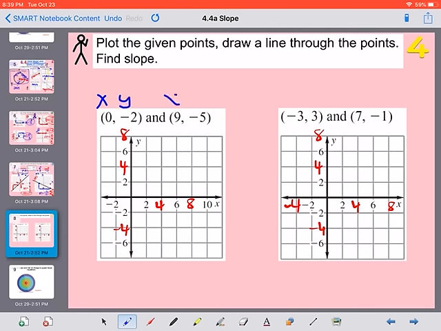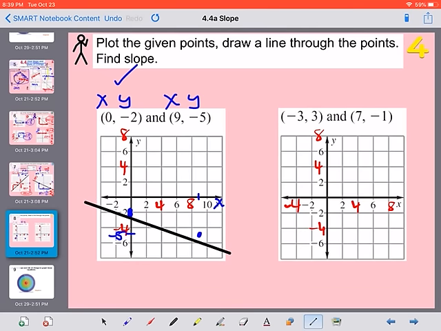All right, and then I'm going to plot them. X, Y, X, Y. So X is 0. We didn't go left and right. We just went down 2 for this first point. Plotted that one. And then this one, we're at 9 and then -5. So X is 9 to the right on our X-axis. It's already labeled. So 9 is right in the middle here. And then down 5 would be right in the middle there as well, because -5 would be between -4 and -6.